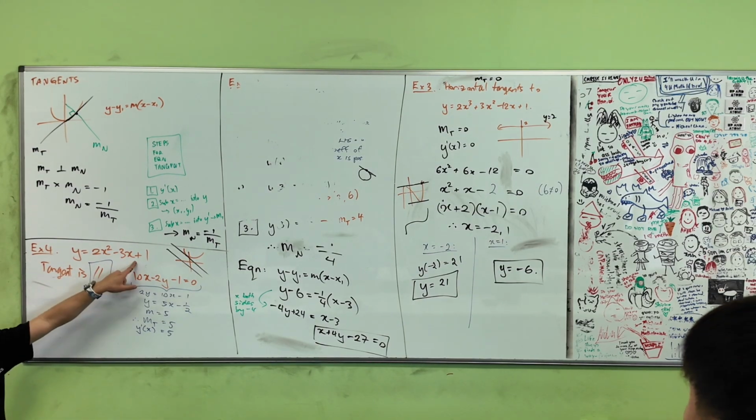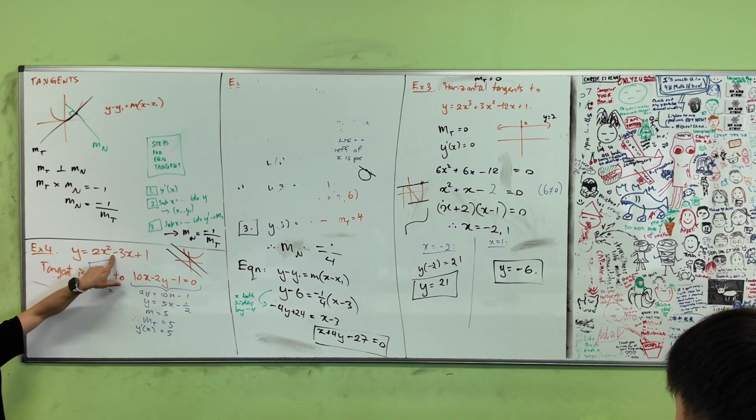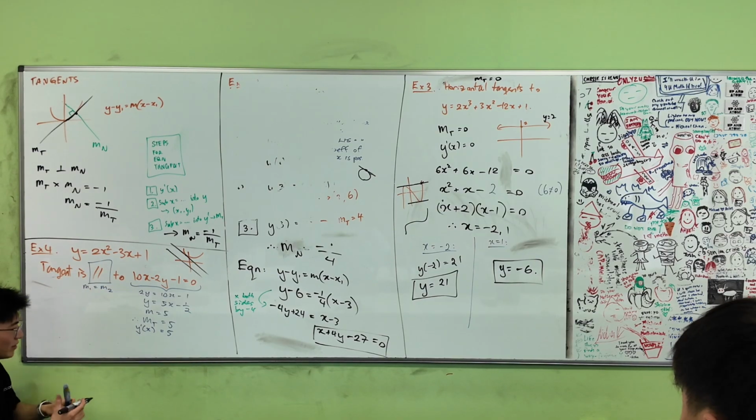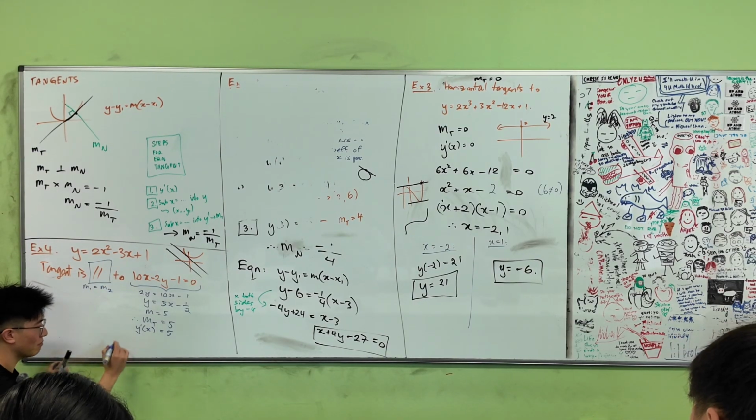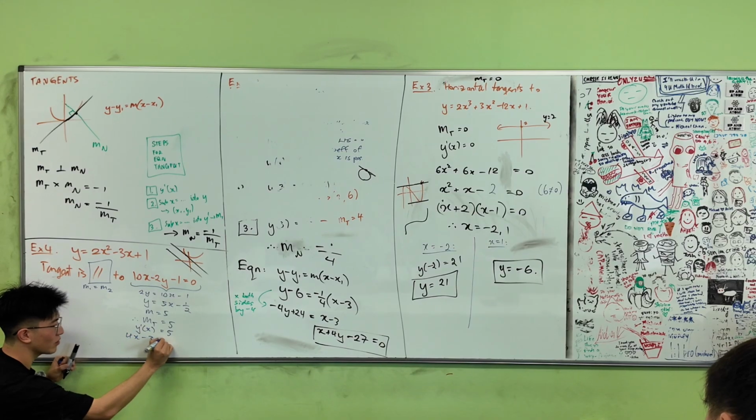2x squared minus 3x plus 1, differentiate that, you get 4x minus 3. So 4x minus 3 equals 5.